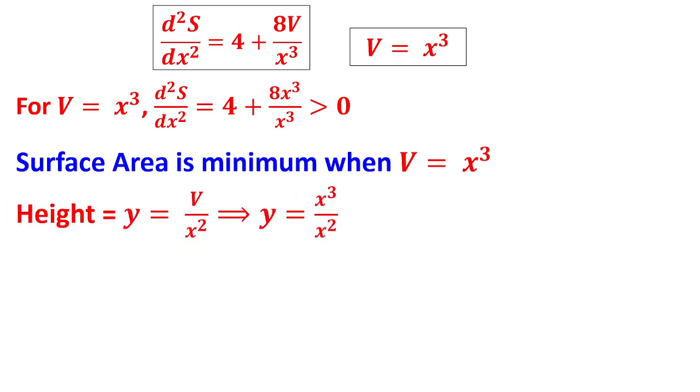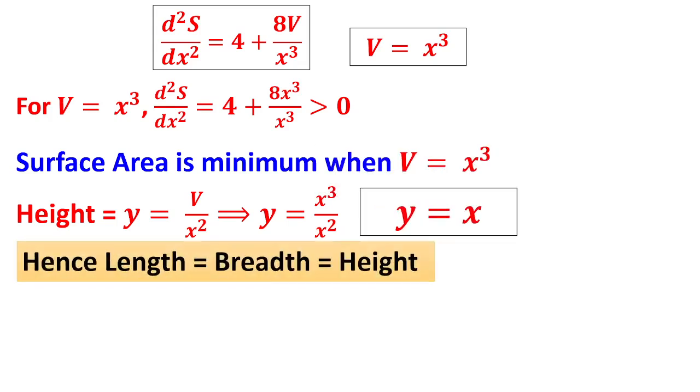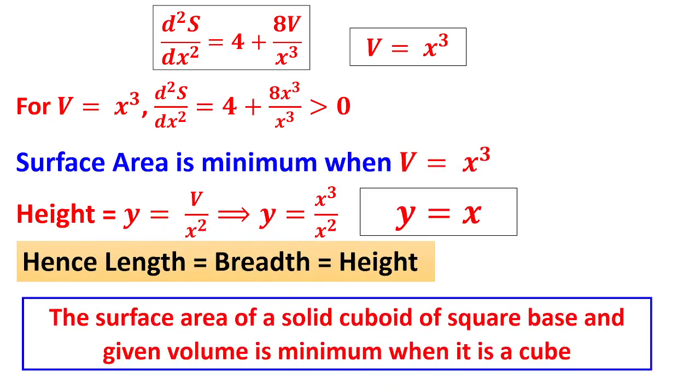Our height, let us find what it is. Height is equal to y is equal to x cube by x square, that is also x. Height and breadth, length all are equal. Therefore, the surface area of a solid cuboid of square base and given volume is minimum when it is a cube. Length, breadth and height are equal.